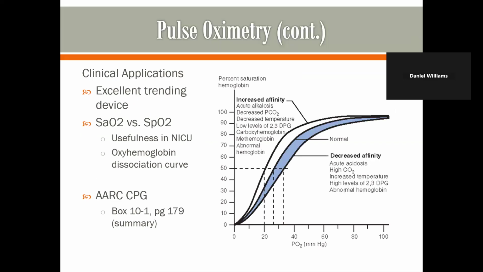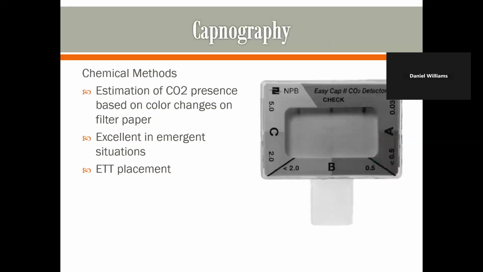We also talked about those items that can move your oxyhemoglobin dissociation curve to the right or to the left. So remember, your acidotic type situations are going to cause a right shift, as opposed to where more of an alkaline environment would cause a left shift of that oxyhemoglobin dissociation curve.